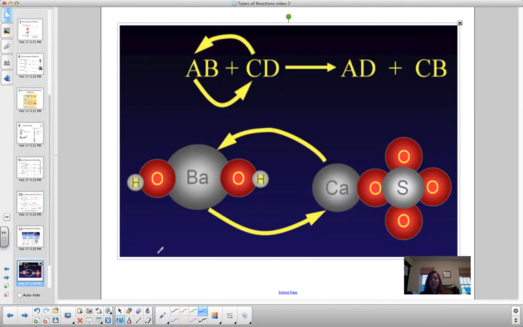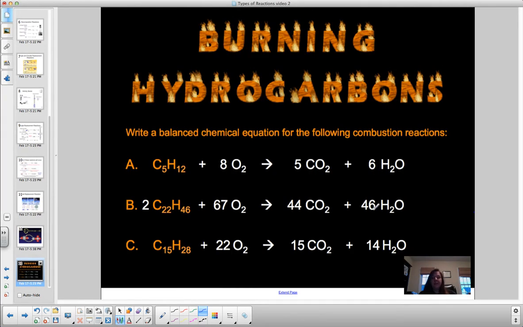This is just a visual representation of what's going on here. Barium is actually taking this place. He's taking his place. This is just showing this occurrence right here. And that leads us to our last type, which is the burning of hydrocarbons. These are your combustion reactions. Notice how you always have some sort of hydrocarbon burning in oxygen gas, always yielding carbon dioxide and water. You can always count on those.